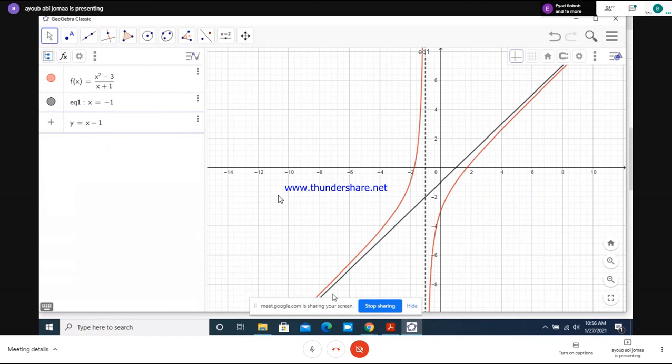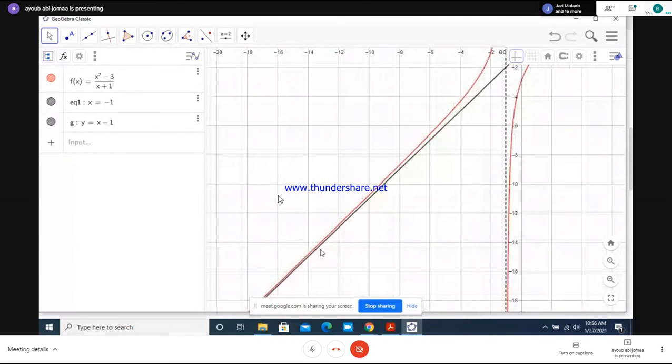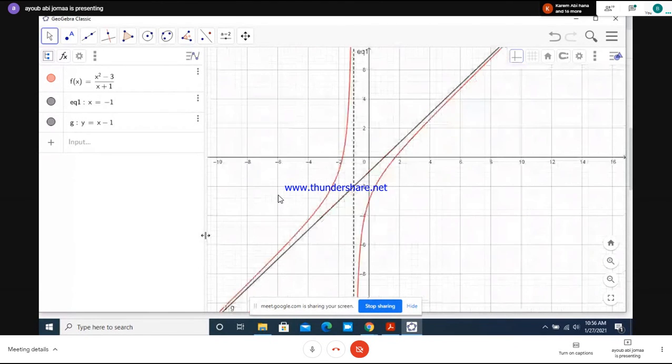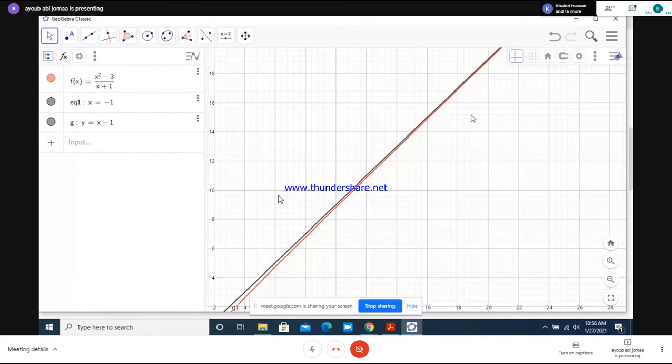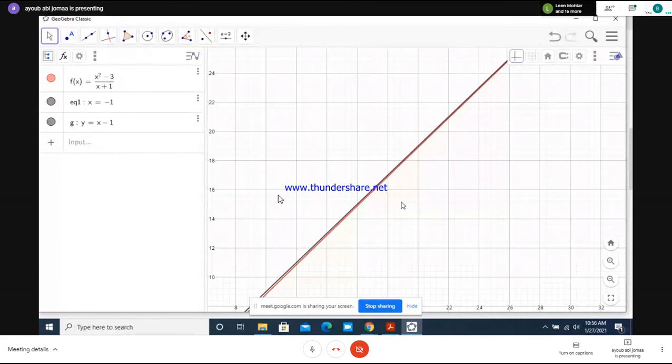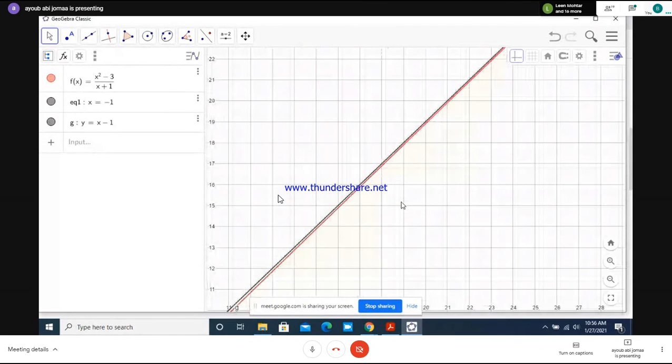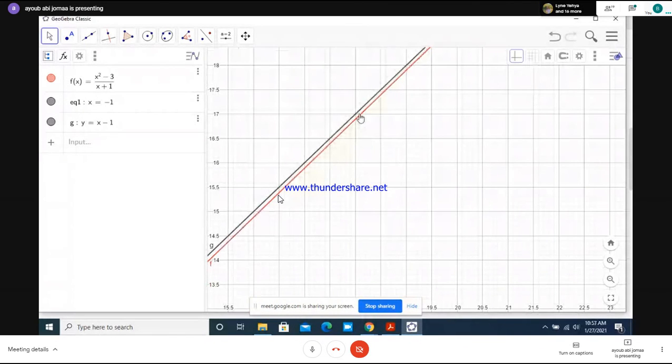Likewise, the graph at infinity, it's very, very close to the line at negative infinity. And similarly from the right side, positive infinity. The graph is very, very close to this line. Seems to be the line itself, because here, now we zoom in. The distance will become very, very, very small.